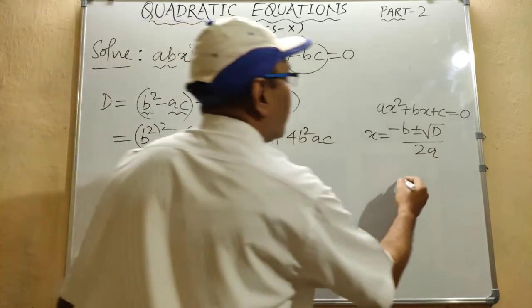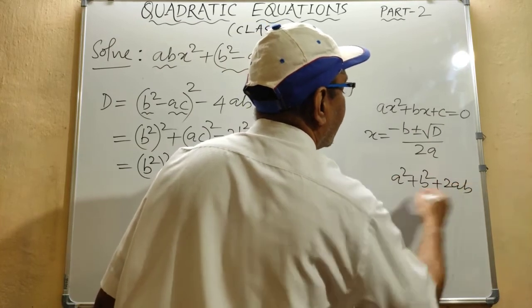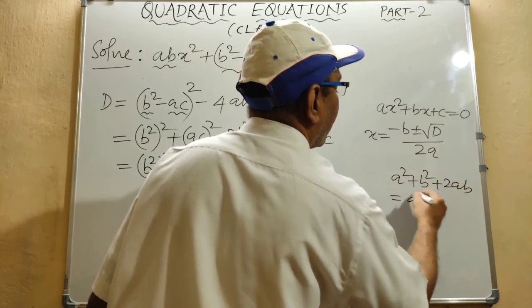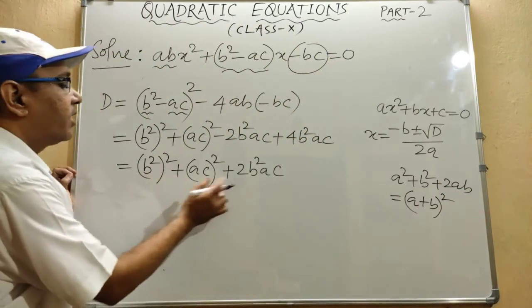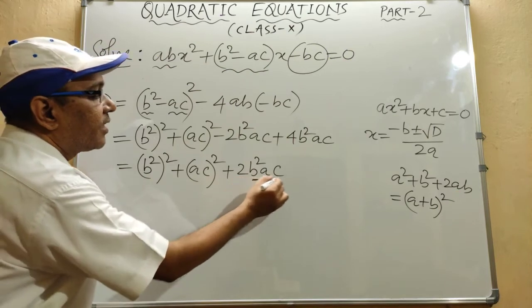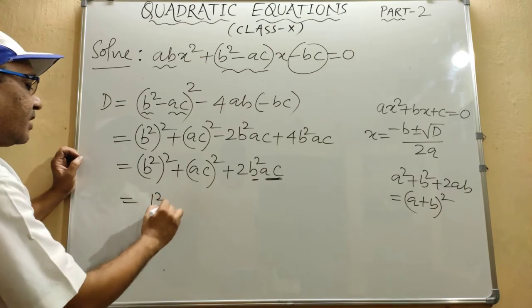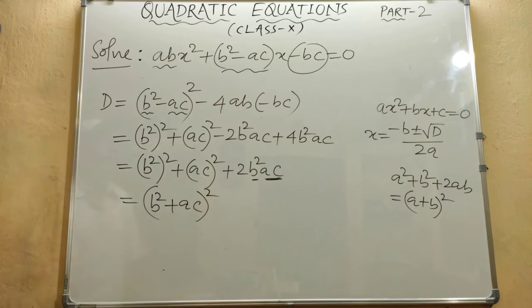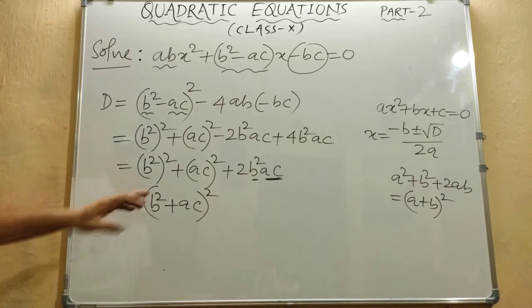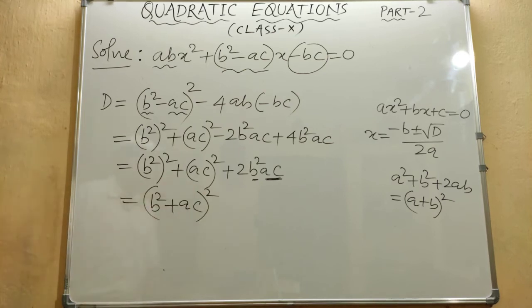Okay, and we know a square plus b square plus 2ab can be written as a plus b whole square. So this is a square, b square, 2ab, is it not? So it can be written as a plus b whole square. This we can write. This is what your D is. D is b square plus ac, its whole square. Okay, now we find x.